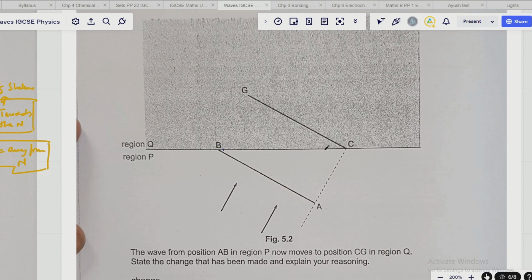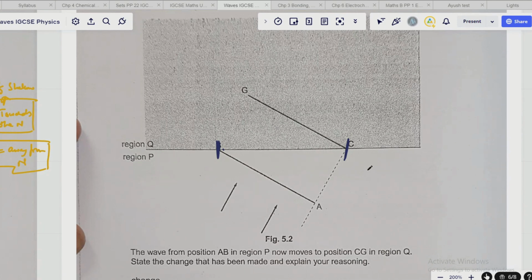If you see properly, these are totally identical. There is no bend. Do you see any bend between CG and AB? If there was a bend, this line should have looked like this or like this, right? But it is exactly the same. See, there is no bend. What does it mean? When there is no bend, that means there is no change in medium. There is no change in the region, right?